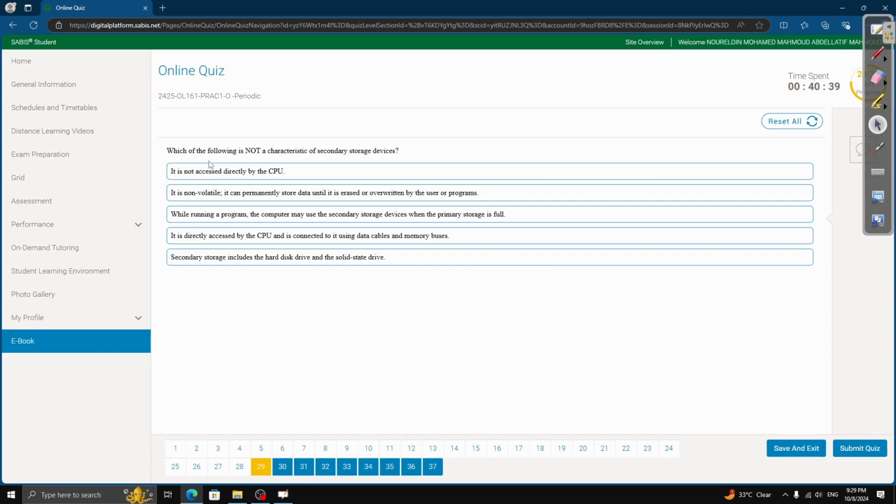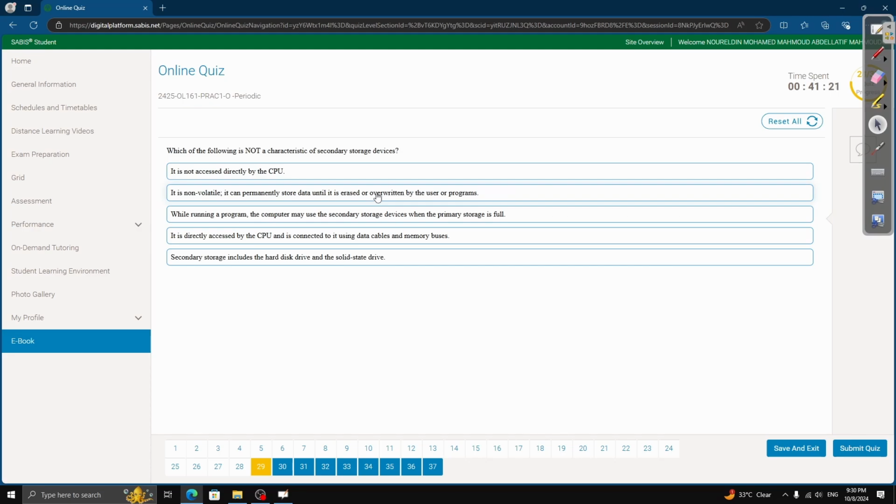Which of the following is not a characteristic of secondary storage devices? Secondary storage devices are basically the permanent storage. Think of it as your hard disk drive or your solid state drive or whatever. It is indeed not accessed directly by the CPU because it's too big and it would take time, which is why we have the RAM. It is, however, also non-volatile and permanently stores data.